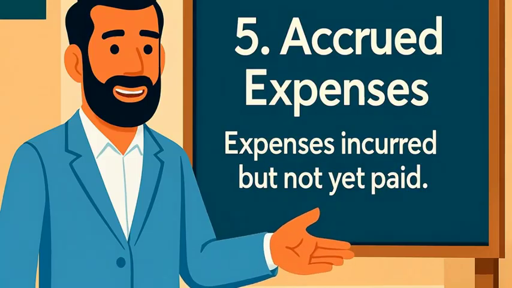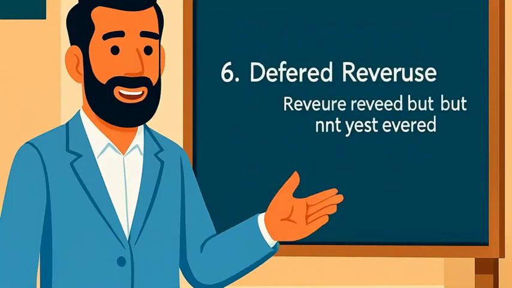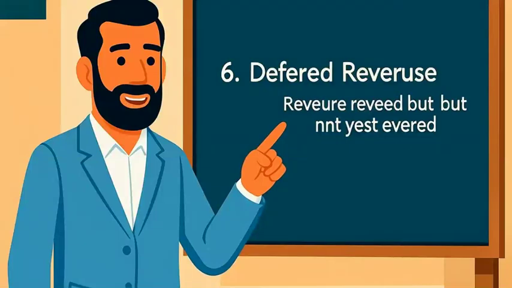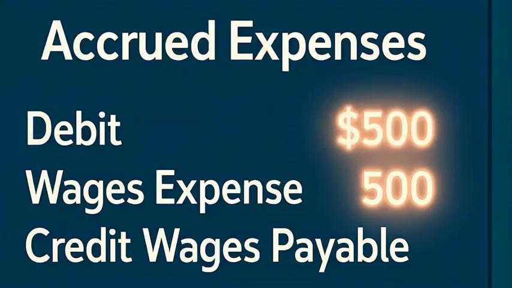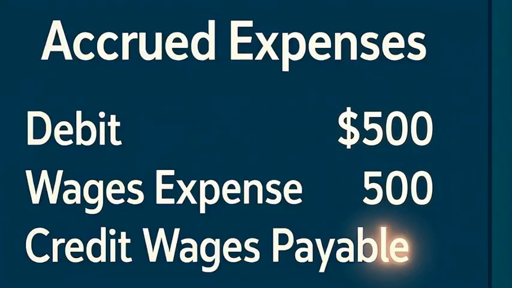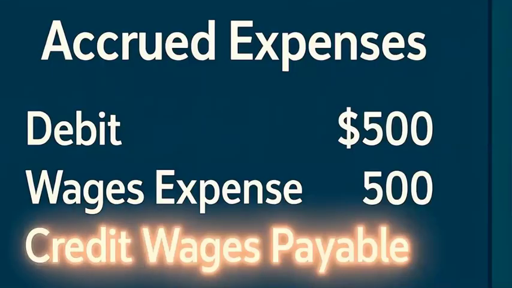Fifth, accrued expenses are expenses incurred but not yet paid. Example: wages of $500 owed to employees. Debit wages expense $500, credit wages payable $500.